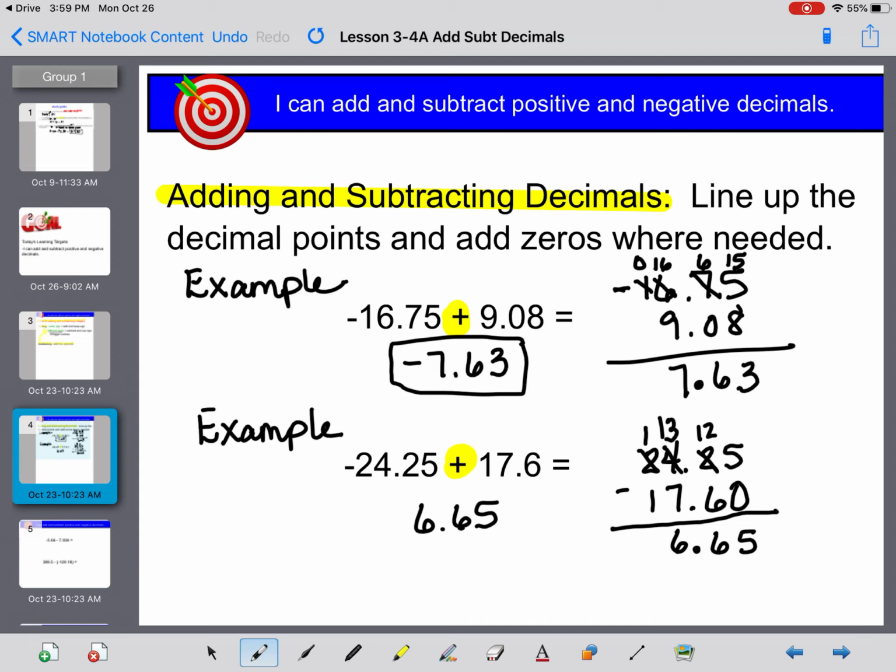Then I look at my two numbers. 24 and 25/100 has a larger absolute value than 17 and 6/10. And so my answer gets the sign of a negative number. So that is my answer.